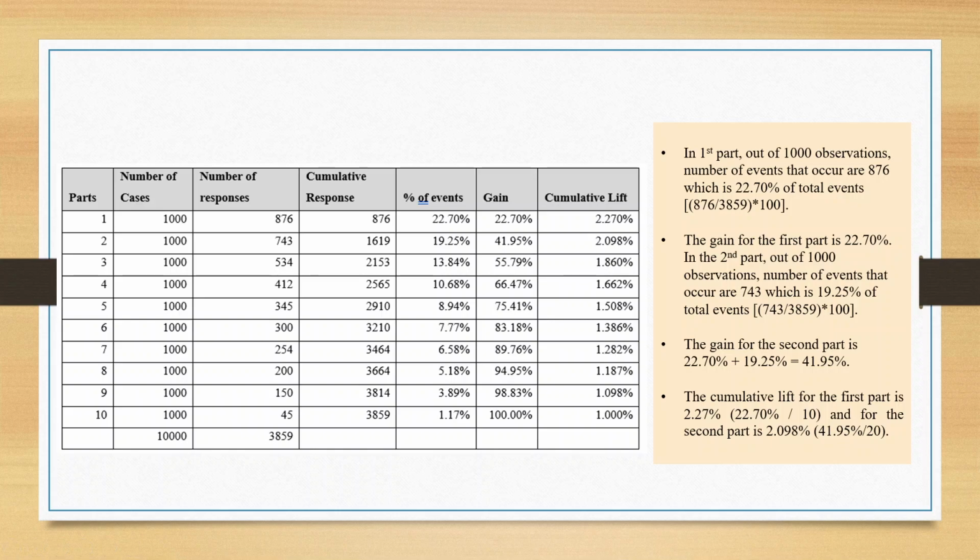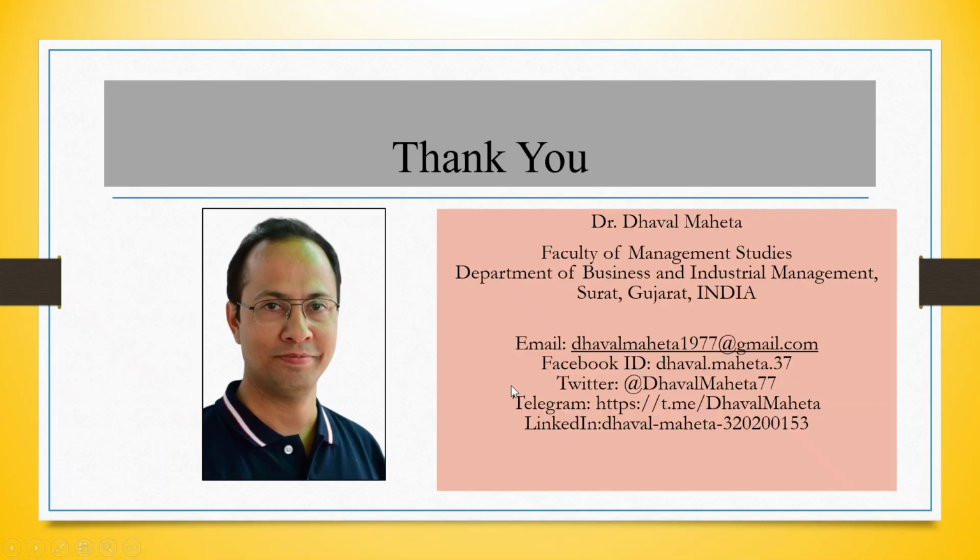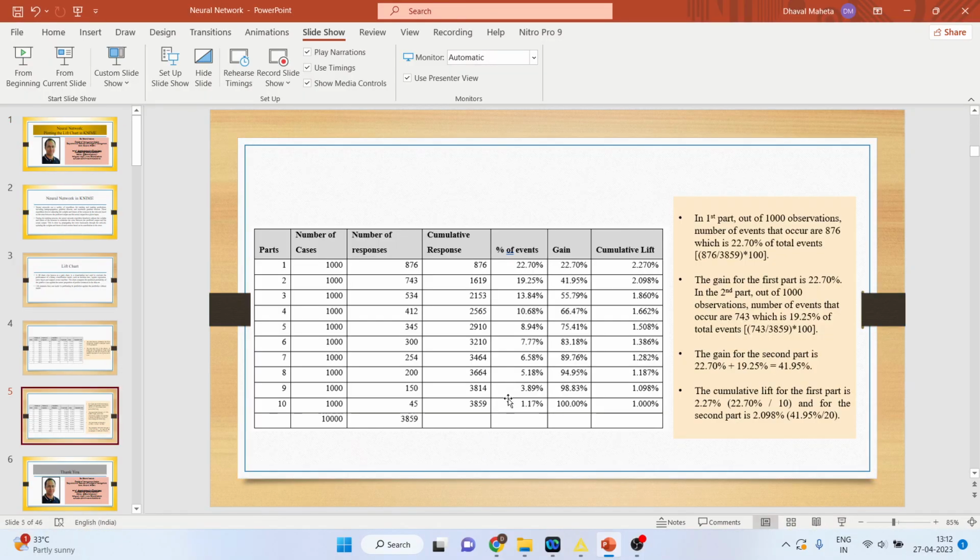The cumulative lift for the first part is 22.7 divided by 10. The 10 percent comes from here. So the lift is 2.27. And for the second part, it is 41.95 divided by 20. It is 2.098. Now, how to draw the lift chart? Let's see in KNIME.